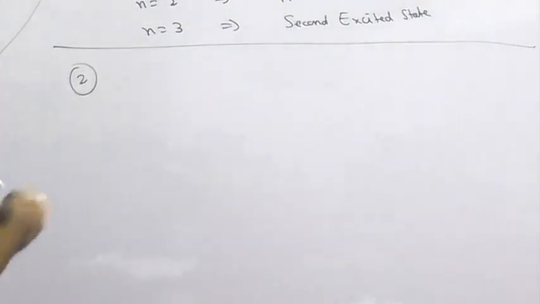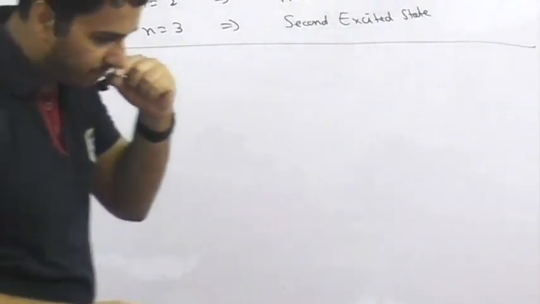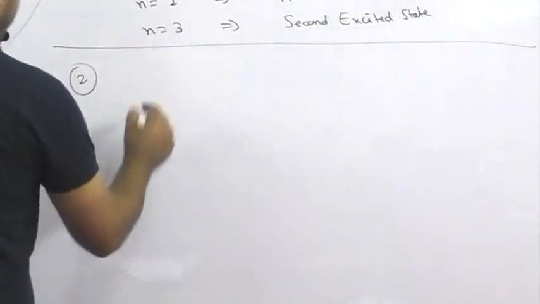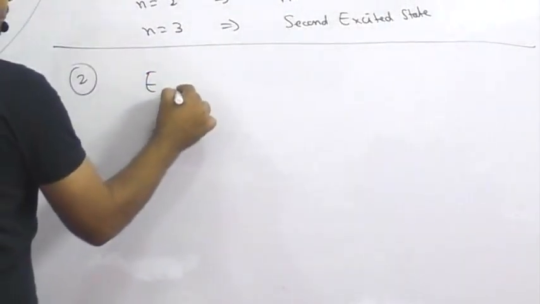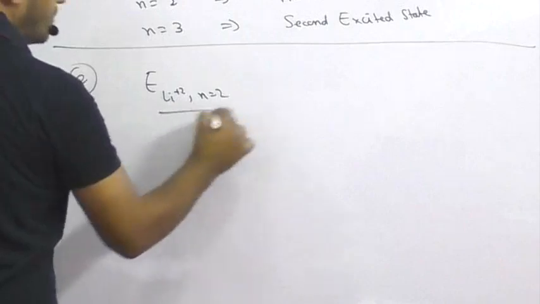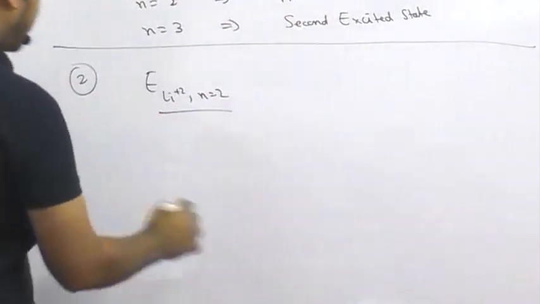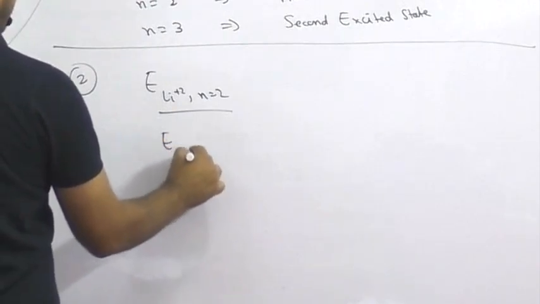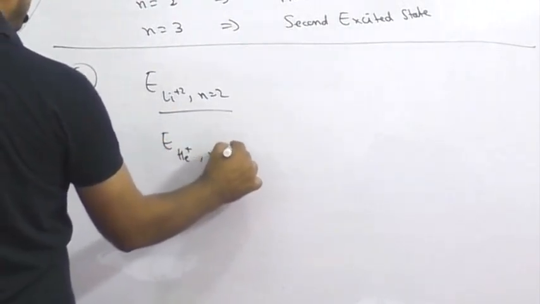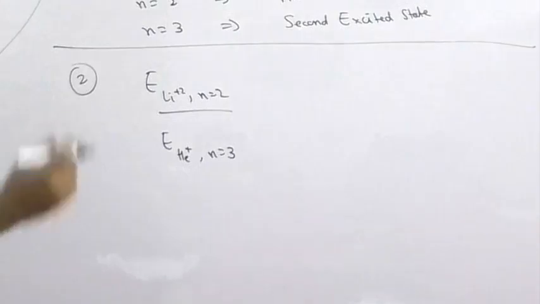81:16, yes. Where are the electrons? One is in the first excited state of lithium plus 2. So the first electron is in lithium plus 2 and the first excited state means n equal to 2. And the second electron is in helium plus and second excited state, which means n equal to 3. So this ratio I have to calculate.